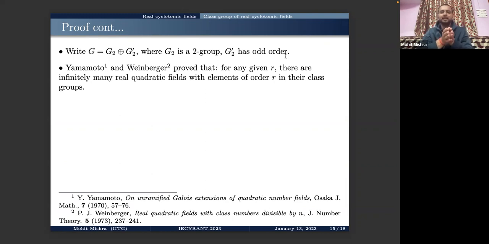Yamamoto and Weinberger proved that given any positive number R, there are infinitely many real quadratic fields such that its class group contains an element of order R. And now using this previous lemma, suppose the G2 prime is of the form, let's say, Z mod 3Z direct sum Z mod 25Z. Now, by the result of Yamamoto and Weinberger, we know that there exist infinitely many real quadratic fields whose class group contains Z mod 25Z as a subgroup. Moreover, there exists an element of order 25, and also similarly for Z mod 3Z.